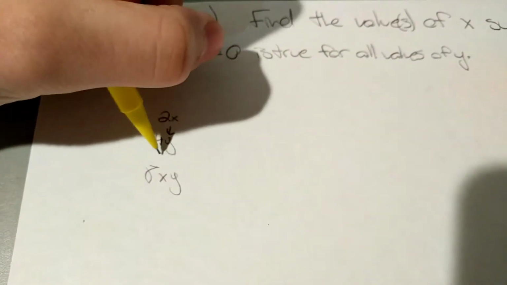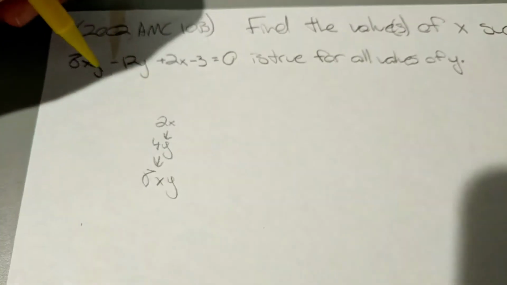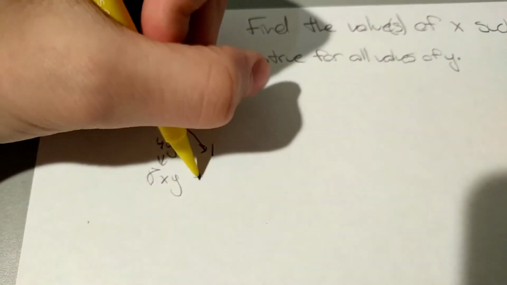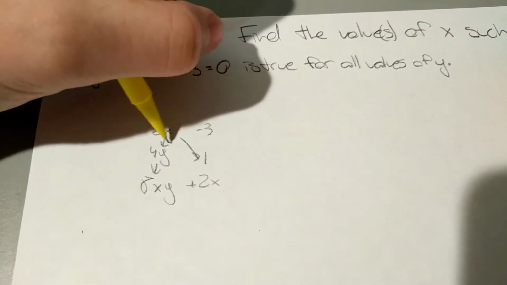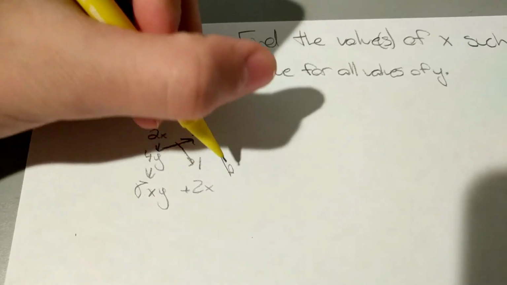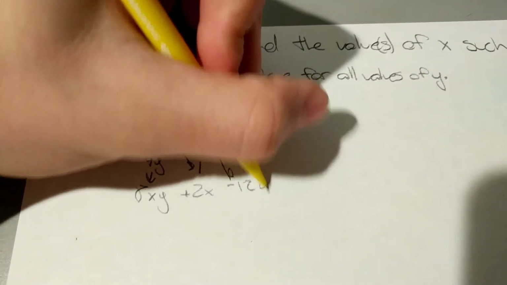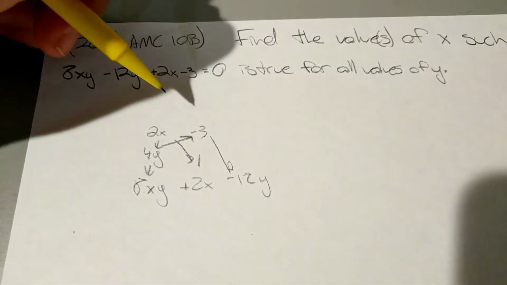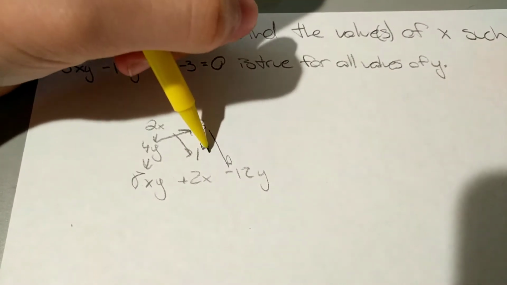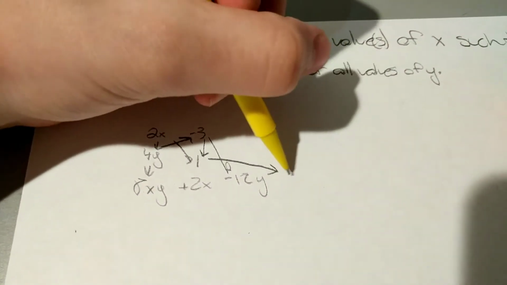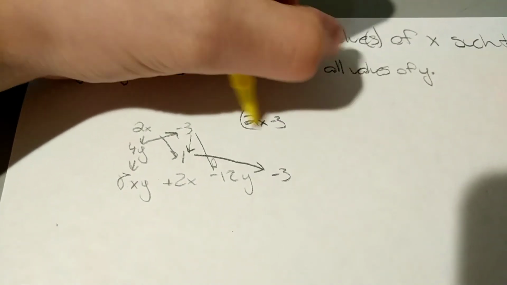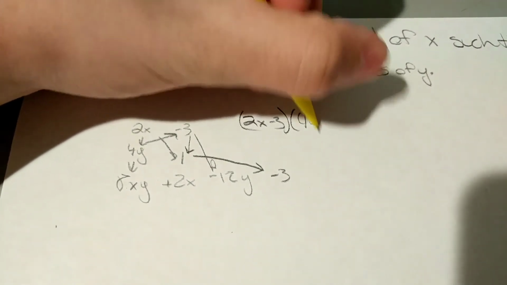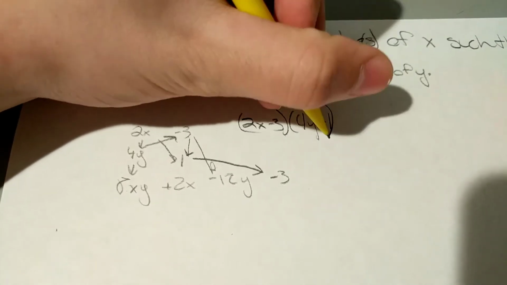So that when these two are multiplied together, I get this. But then when I have the 2x multiplied by 1, I just get 2x, which is this number here. And then I have to have the 4y multiplied by the minus 3 to have the minus 12y. And then you'll see these two multiplied by each other gives you the minus 3. So this can be factored into 2x minus 3 times 4y plus 1.